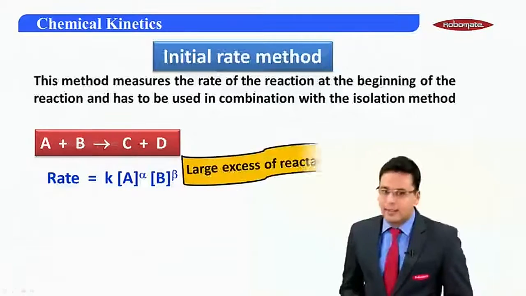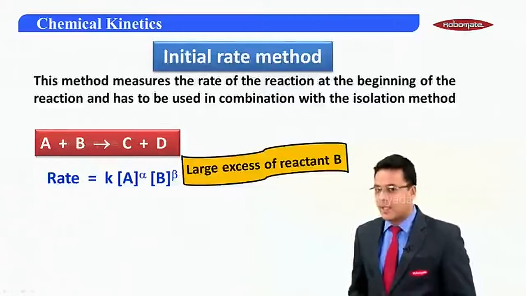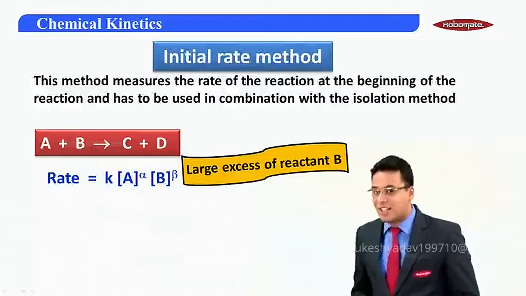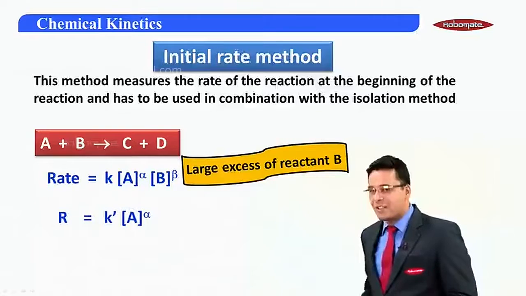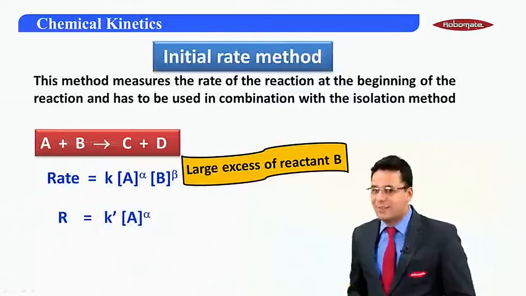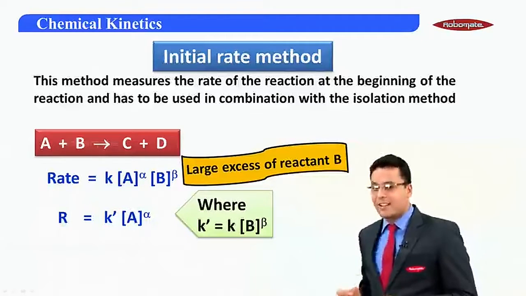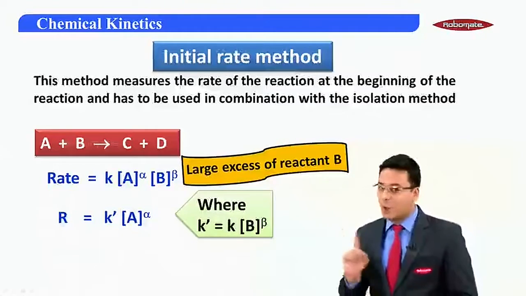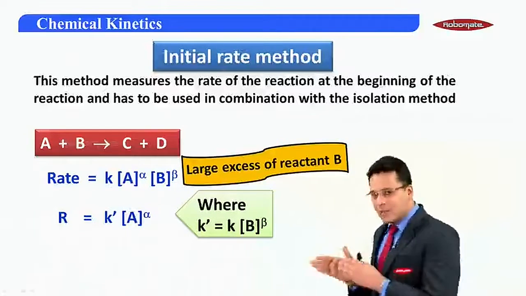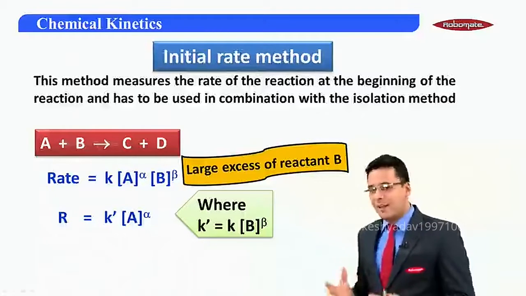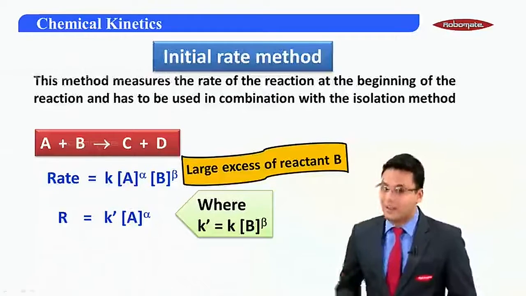Now here in this case, if we take a large excess of B, then we can say that this expression will become rate is equal to K dash into concentration of A raised to alpha. We also know what is K dash. K dash is nothing but K into concentration of B raised to beta, all constant terms taken together on one side. Now, till here, it's pretty much the same as isolation method. This is now where it is different.